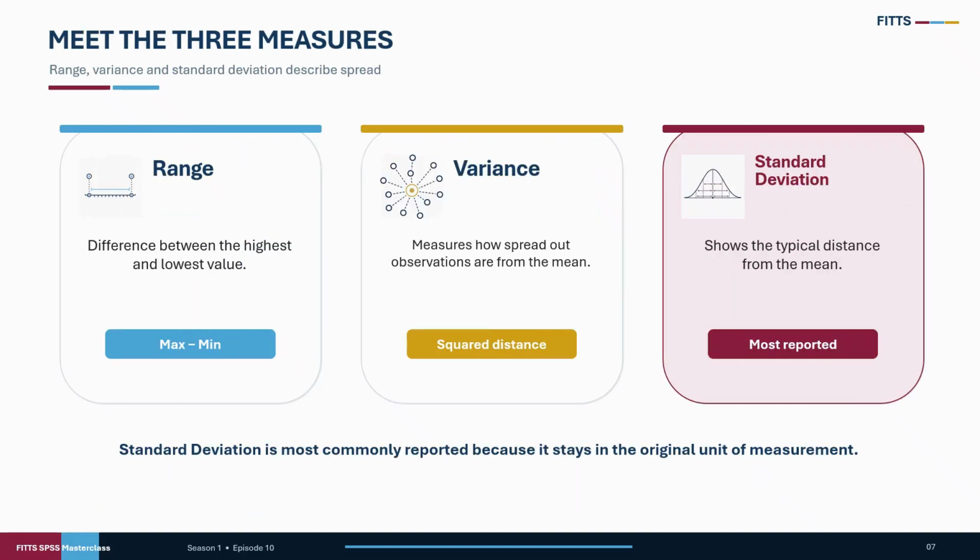And we're going to focus on three measures of variability. The range gives us the overall spread, variance measures how observations vary from the mean, and standard deviation provides the most practical measure of spread for interpreting research findings.